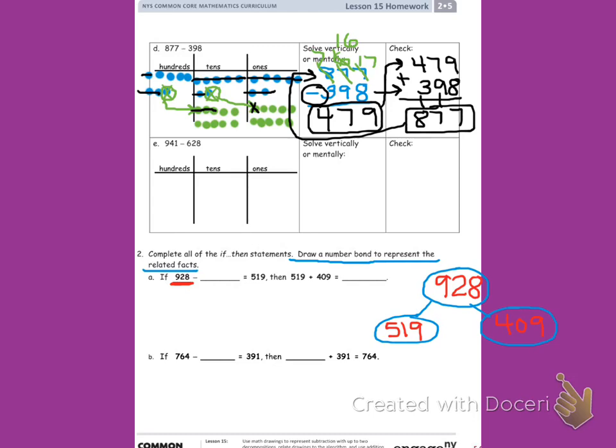Now let's see what goes on the blanks. 519 plus 409, those are my two parts. That equals the whole, which is 928. And 928 minus one of the parts equals 519. So the part that I'd have to take away in order to be left with 519 would have to be 409.